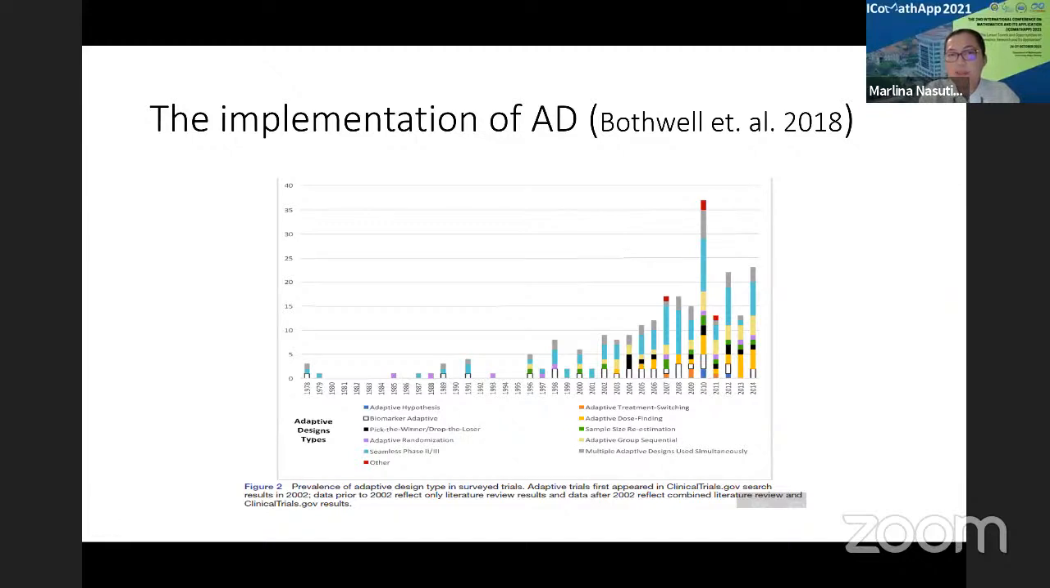illustrates that the adaptive design itself actually includes a very broad field. There is adaptive hypothesis, biomarker adaptive, and so on and so forth.